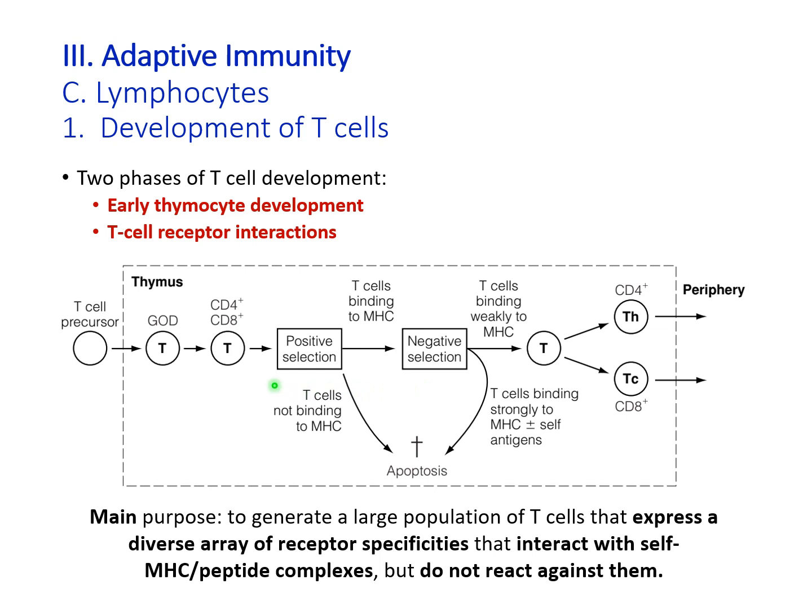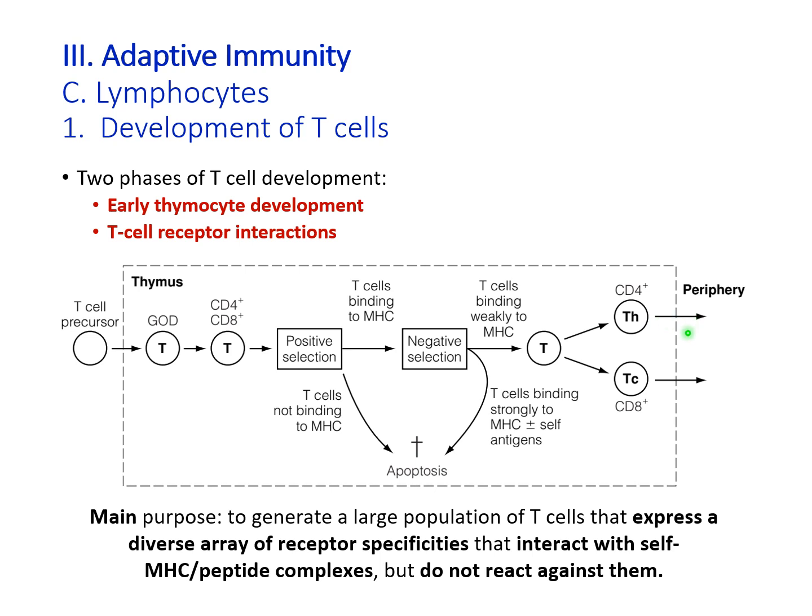In positive selection, T cells not binding to self-MHC will undergo apoptosis, while T cells binding to MHC are selected. In negative selection, T cells binding strongly to MHC and self-antigens will undergo apoptosis, while T cells binding weakly to MHC will be selected. Mature T cells express either CD4 or CD8, as single positive cells, and leave the thymus with the potential to initiate an immune response.